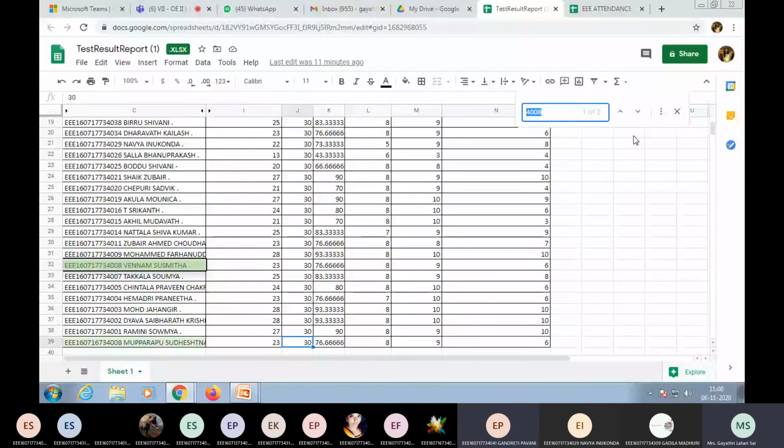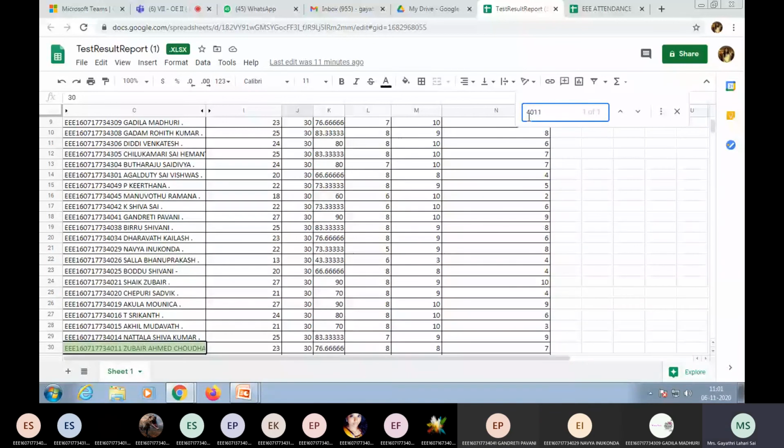Okay, ma'am. Muhammad Farhanuddin, 4009. 28 out of 30. Zubair Ahmad Chowdhury, 4011. 23 out of 30. Okay, ma'am. Saeed Saifuddin, 4024.